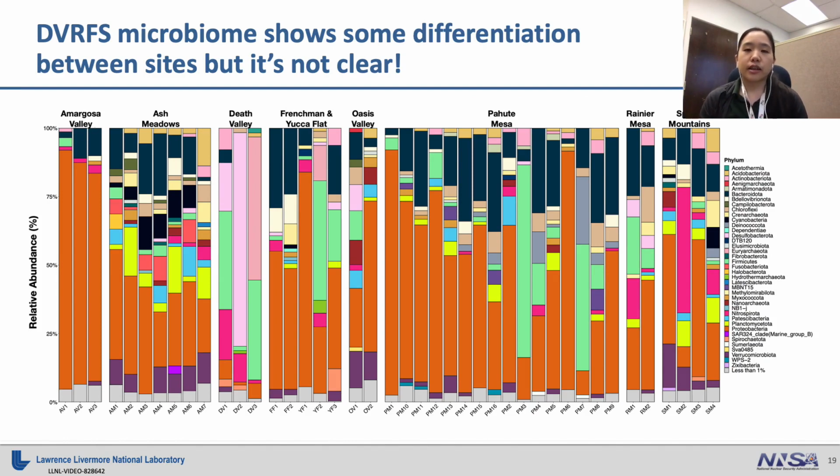So I first took a look at the raw data with relative abundance bar plots. The x-axis has all the sites that we sampled at, and the y-axis is the relative abundance of each taxa in percent at the phylum taxonomic level. You can see some differences, but it's actually not really clear what's going on.